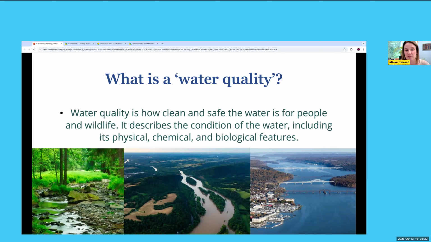Sometimes people will think water looks dirty, and that doesn't necessarily mean the water has poor quality. There can be lots of reasons that water is different colors, but this is about how safe the water is for the living things that are trying to use it. All right, next slide, please.